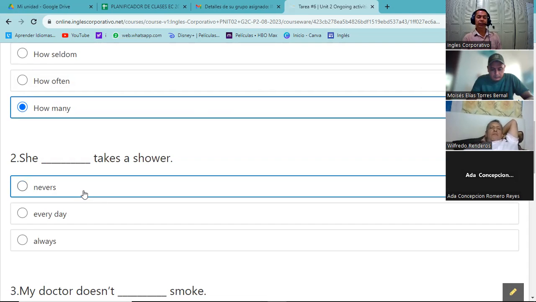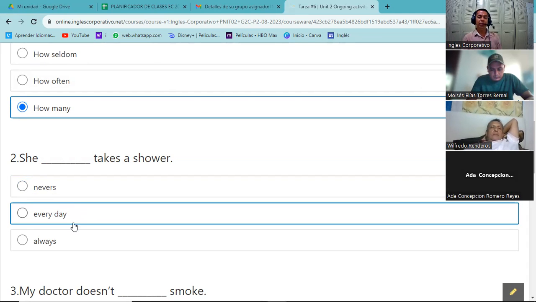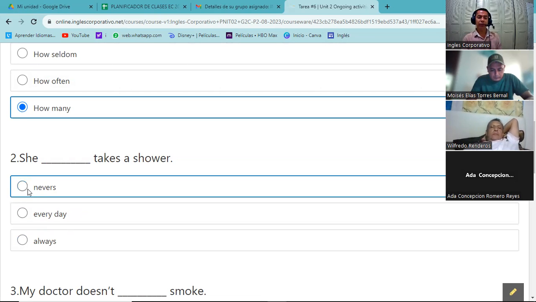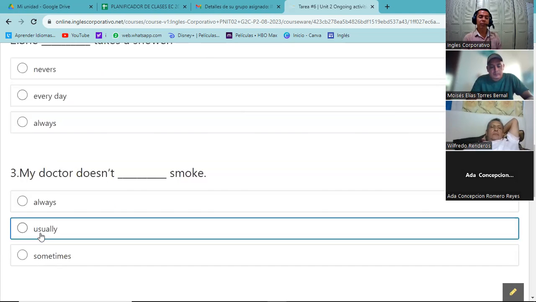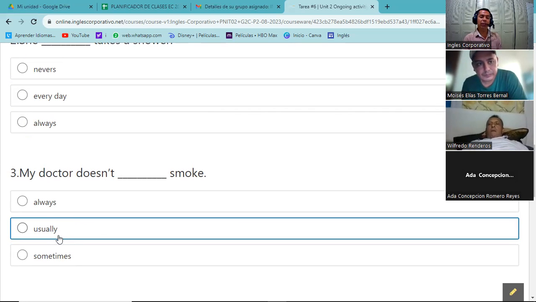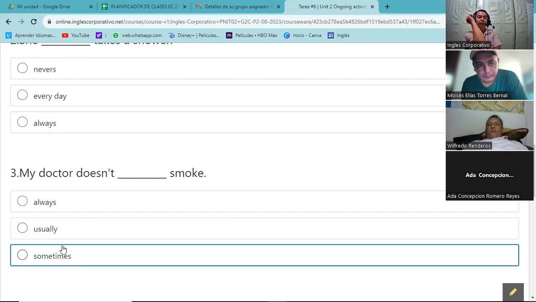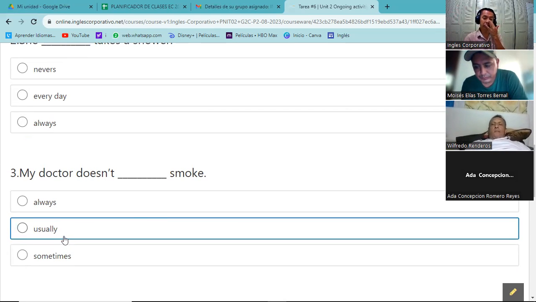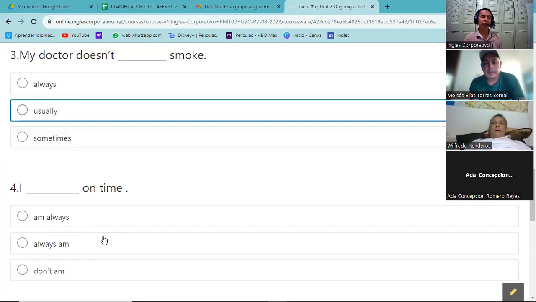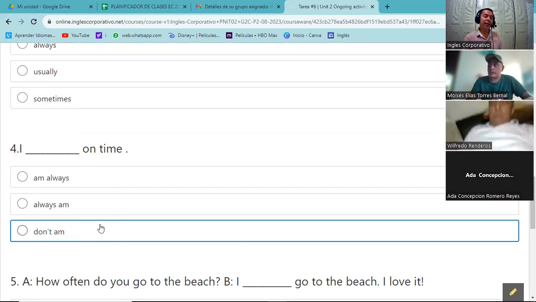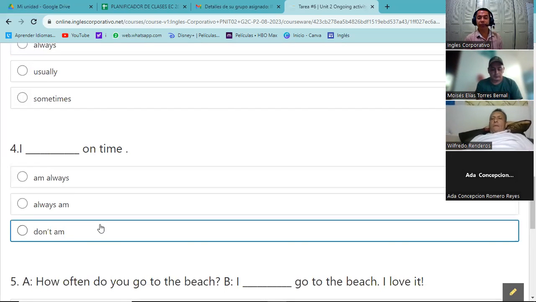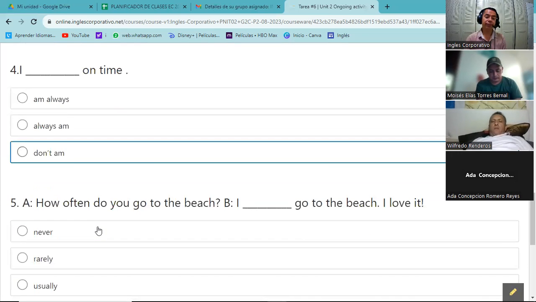She never takes, or she every day, or she always takes a shower. A, B, or C, right? My doctor doesn't always smoke, doesn't usually smoke, or doesn't sometimes smoke, right? Here in this context, you have the frequency adverb after the auxiliary, right? So what is correct? Always, usually, or sometimes? I am always on time. I always am on time, or I don't am on time.